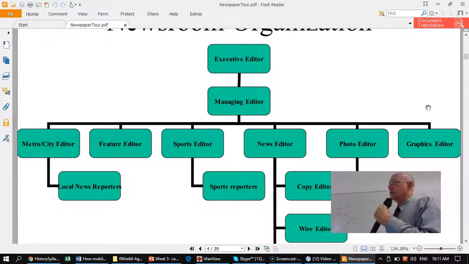We had a state reporter and some other people, but ours was a largely local newspaper, so we didn't have a national editor. We didn't have an economics editor, a business editor. Those all came through the Metro editor. We did have our feature editor, our sports editor. News editor, again, was over the copy desk, and the wire editor, so I worked under the news editor. A photo editor, and a graphics editor to do charts and maps and stuff like that.